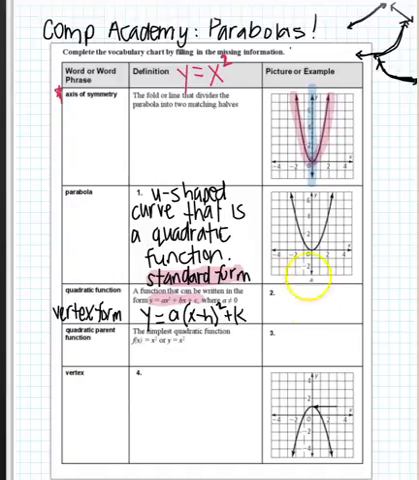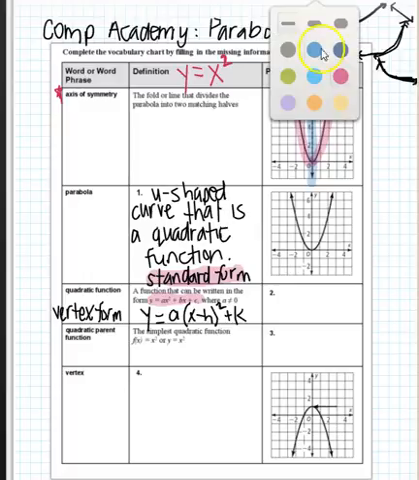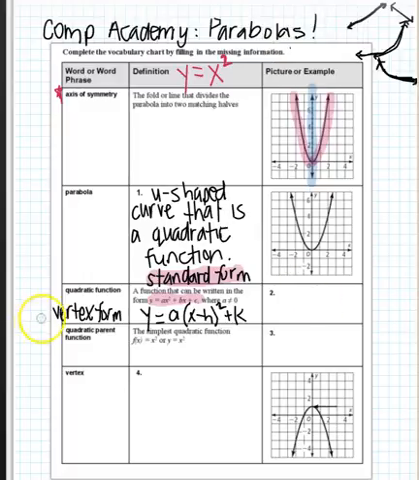Okay, so an example of this first one, the standard form. Let me make some more shading for you. So vertex form here is going to be this equation down below. Okay, picture or example. So there's one example in standard form that would look like y equals 2x squared plus 3x plus 4. Okay, so that's a standard form equation.